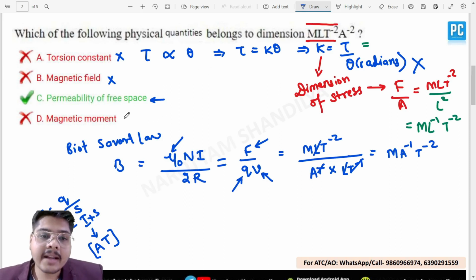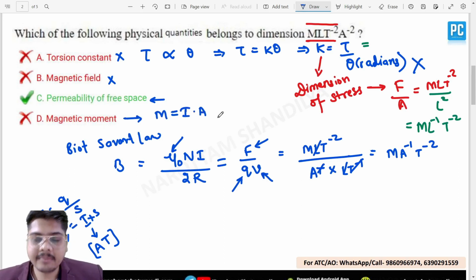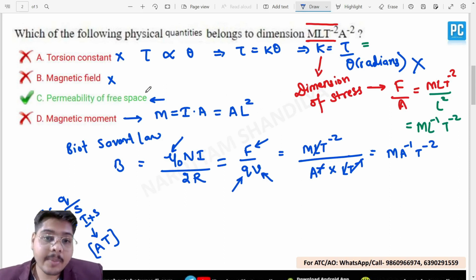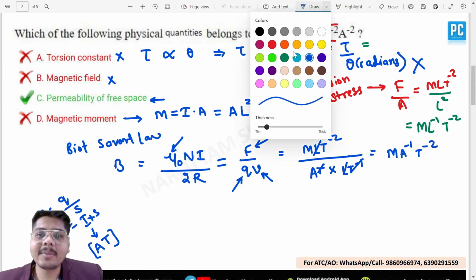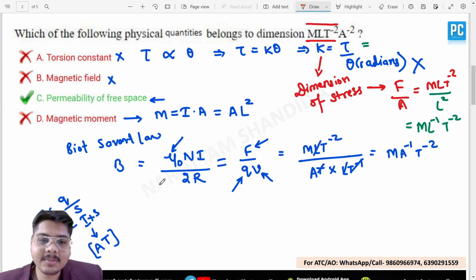And now magnetic moment. If you have seen my lecture, it is I into A, the simplest formula of magnetic moment. For I we write A, and for area it is L2, so AL2. So again, this will not be the answer. And now permeability. For permeability, you can directly approach this particular thing.